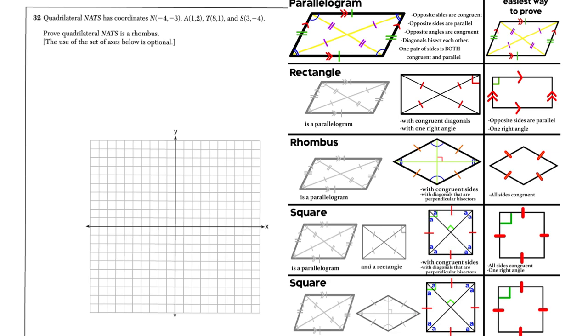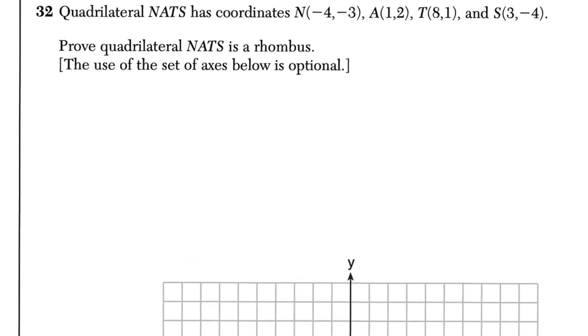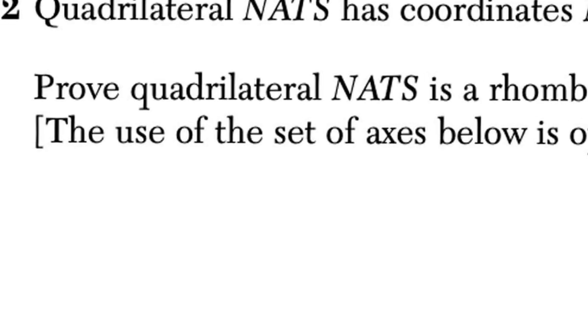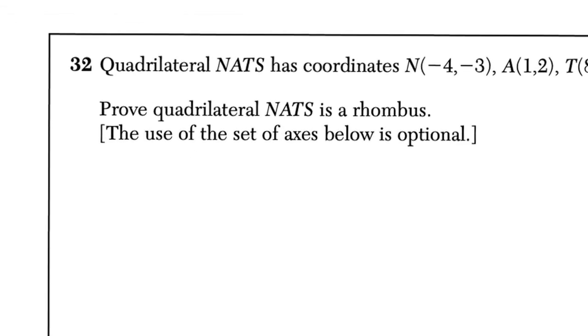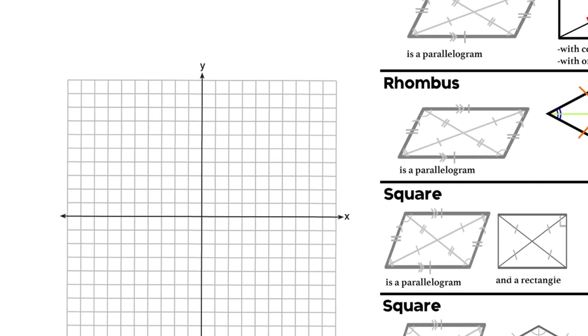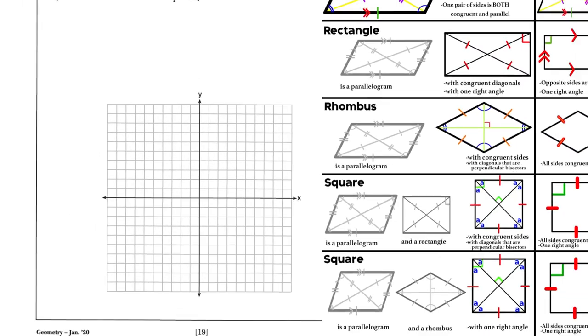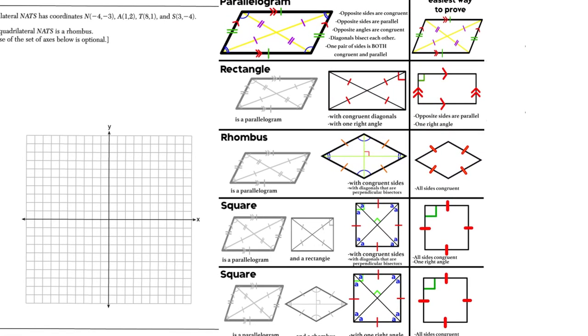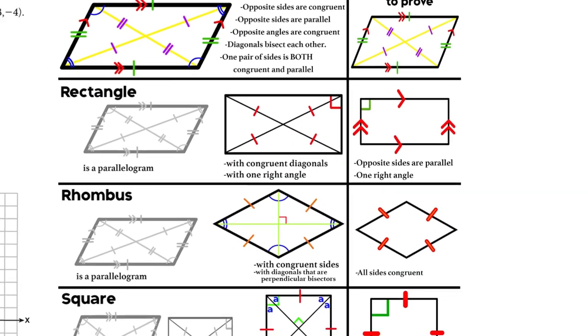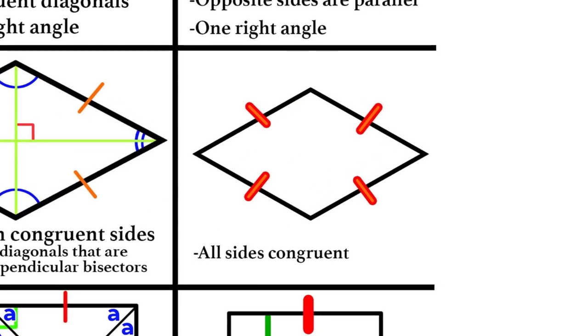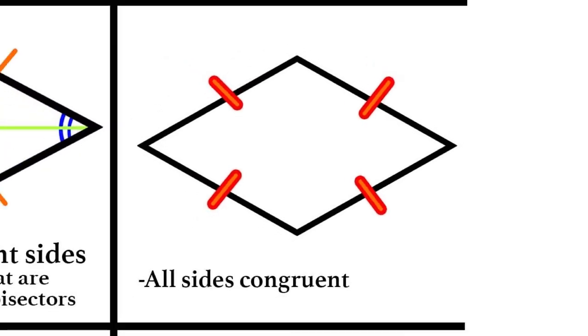Let's take a look at question 32 involving quadrilateral NAST. What you're going to do is plot the coordinates. It says to prove that this quadrilateral is a rhombus. And it says the use of the set of axes below this grid is optional, but you definitely want to use it. What you're going to do right now is reference this document, and you'll notice on the right side of the page, it shows the easiest way to prove each of these shapes. If we draw our attention to the rhombus, the easiest way to prove a quadrilateral is a rhombus is by demonstrating that all sides are congruent.